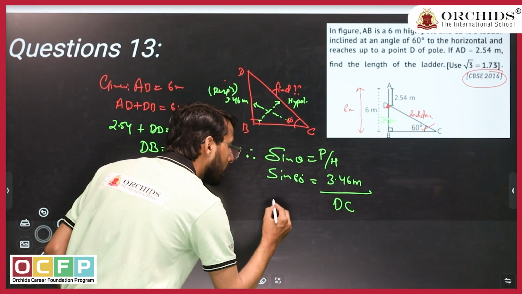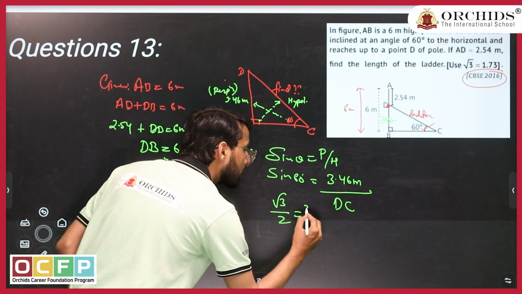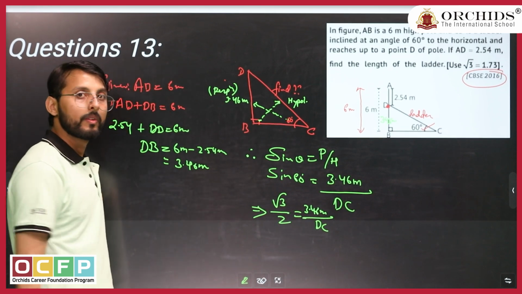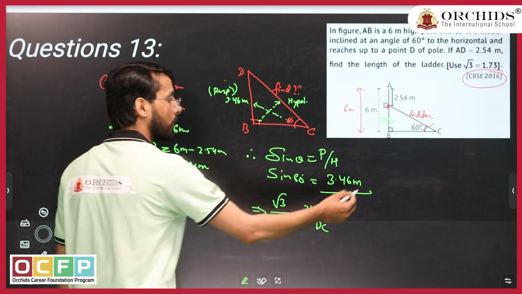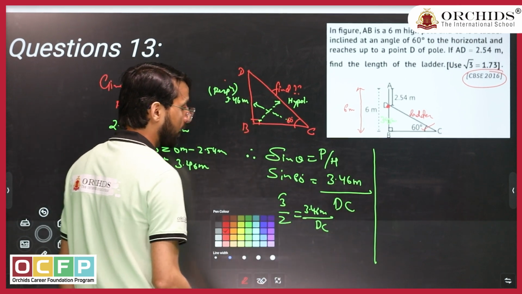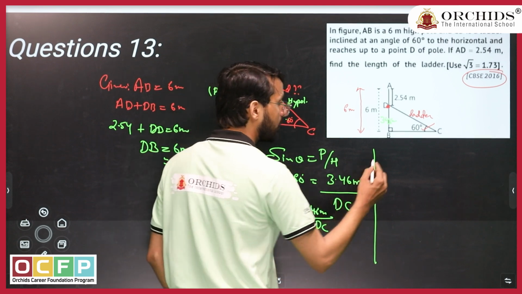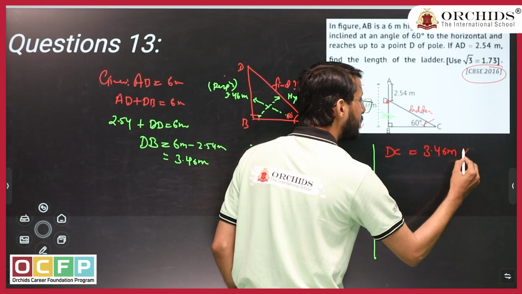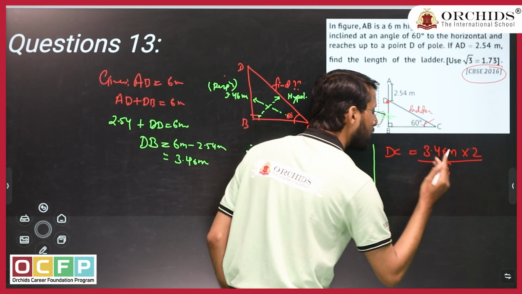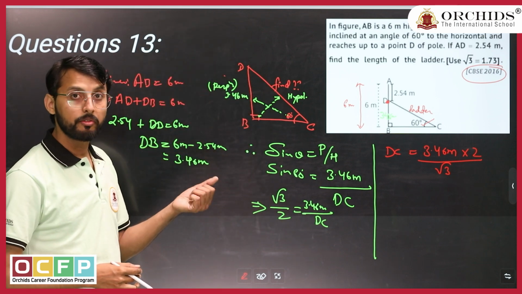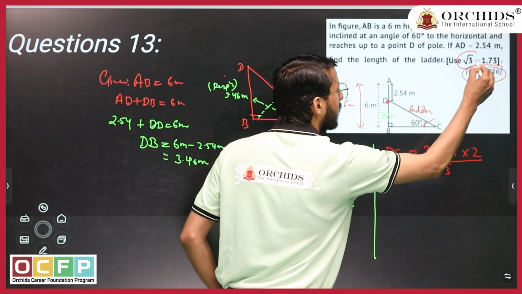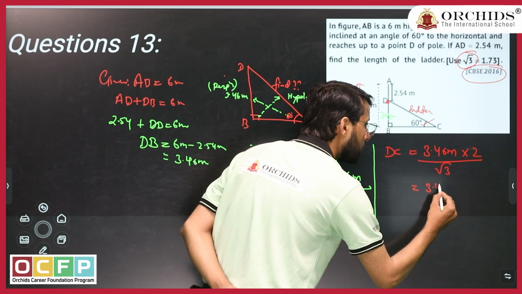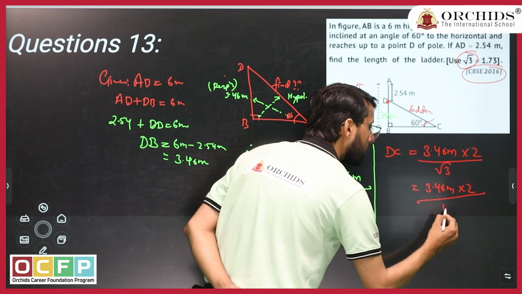What is the value of sin 60? It is root 3 by 2, equals 3.46 meters by DC. Now, what is the next thing we can do? I have to do the cross multiplication, no other thing is possible. So DC will be equal to 3.46 meters into 2 by root 3. Now, the denominator is irrational, which is the difficult part, but it is given in the question, use root 3 as 1.73. So, instead of rationalizing, I am using that value as 1.73.